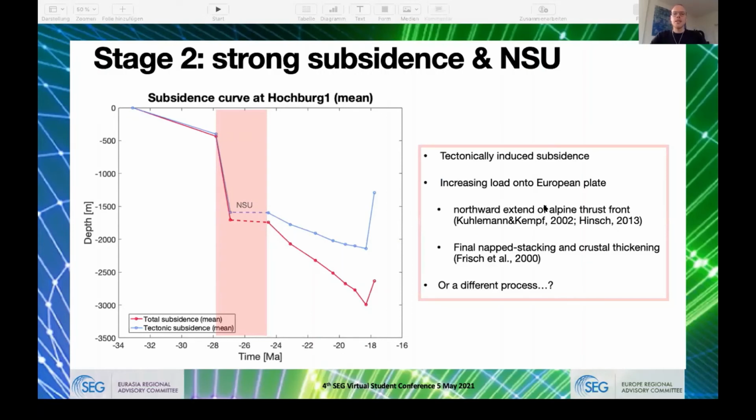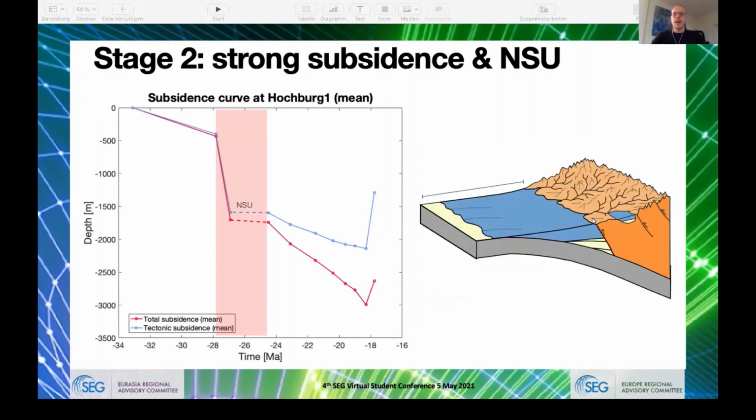And if we take a look into literature, then this is mainly explained by the increasing load onto the European plate, so by northward extent of the Alpine thrust front and final nappe stacking and crustal thickening. However, we think there must be a different process for this, because these 2 processes would mainly lead to subsidence only in the foredeep depozone, so in the foreland, in front of the thrust front.